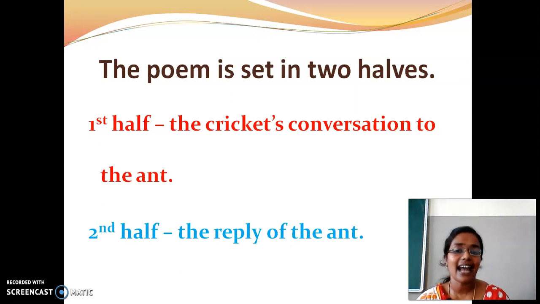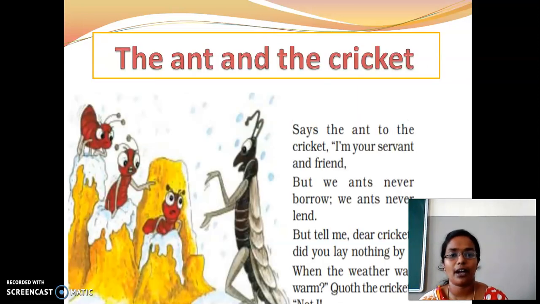And in the second half of the poem, what is the ant going to reply? What the ant is going to reply, or what reason the ant is giving, is the second half of the poem. Have you got the two halves of the poem, children? First half, the cricket's conversation to the ant, and the second half, the reply of the ant. Come, let us go into the poem now.